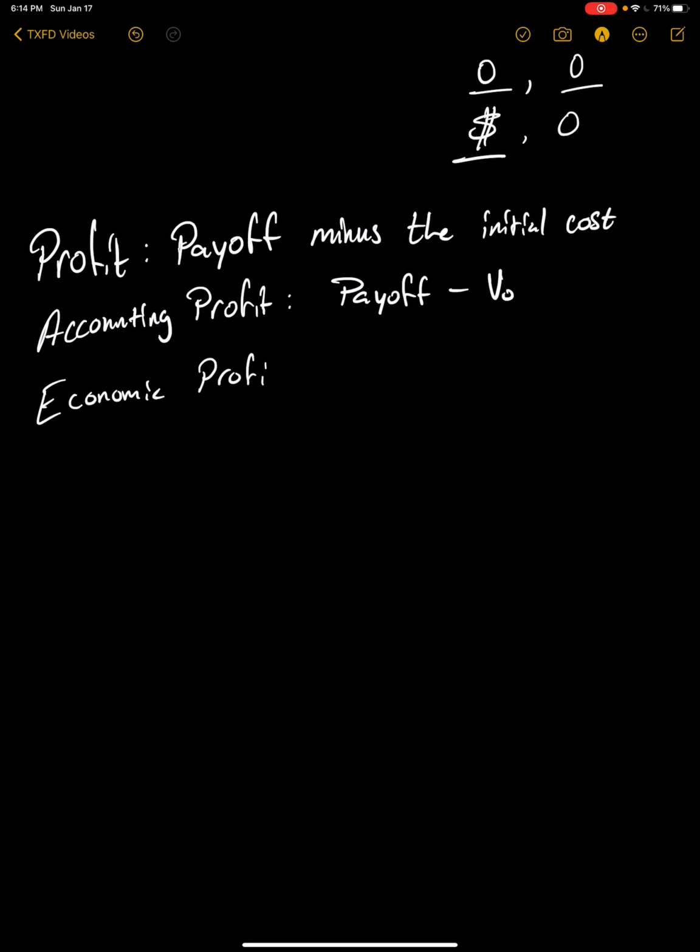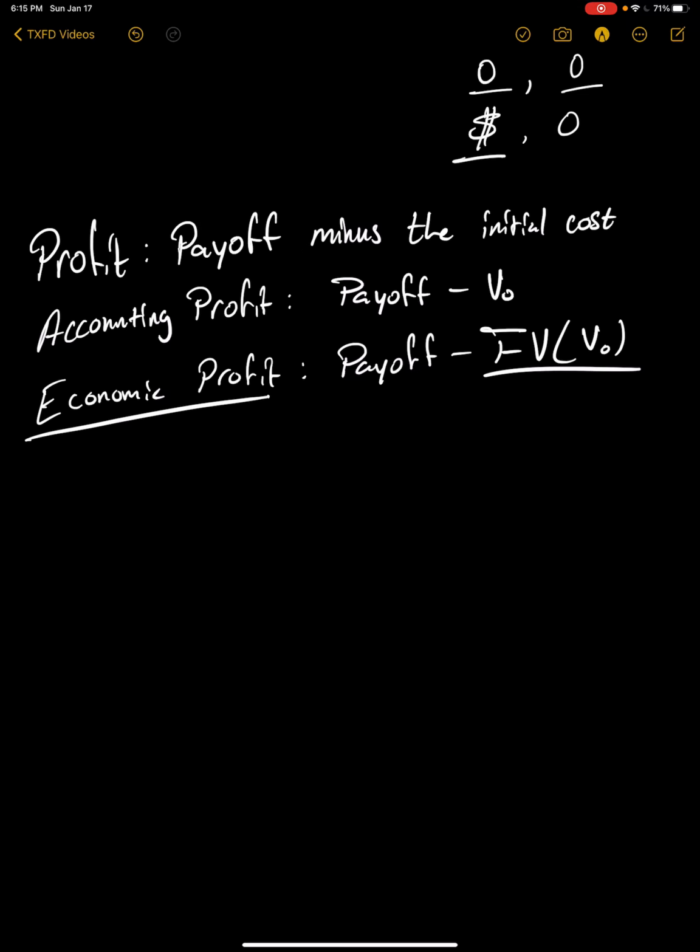The economic profit is defined to be the payoff minus the accumulated value or future value of the initial cost. And so this is what we could have gotten had we invested it somewhere else. Generally, that somewhere else will be in a government-issued bond. It'll be using the risk-free interest rate, and that's what we could have gotten had we invested that cost somewhere else. It will be the future value or accumulated value of the initial cost. So our economic profit, which is what we're usually going to be talking about, is just going to be our payoff minus the accumulated value of the initial cost.